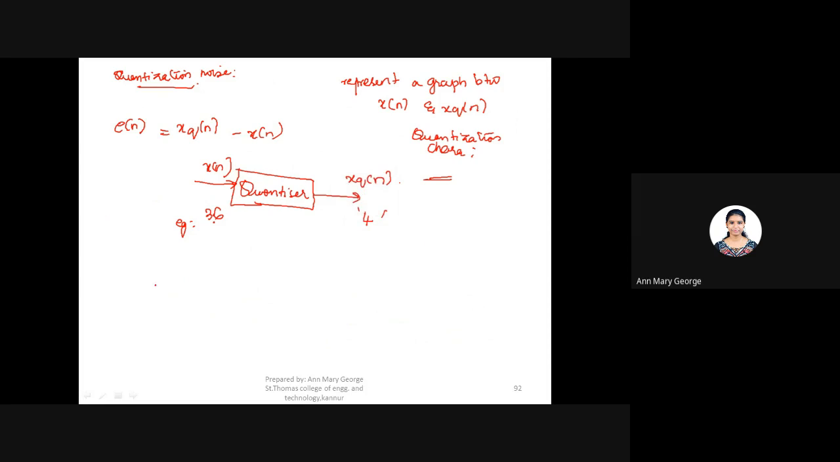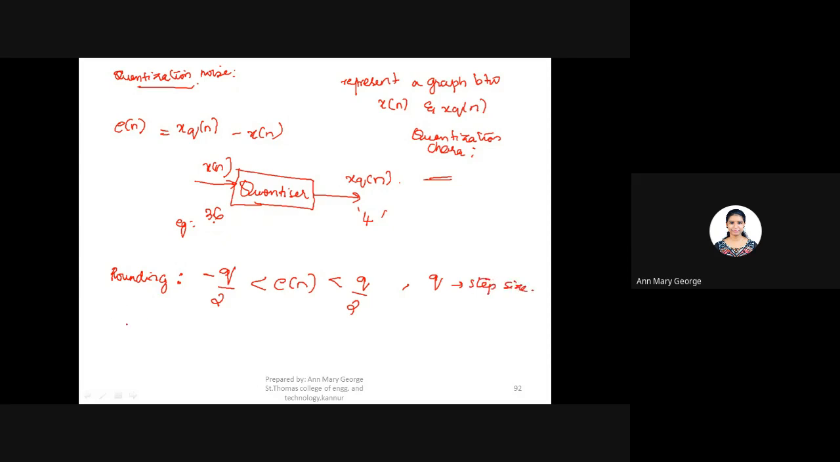Now rounding. Rounding means, again the same thing, that you are substituting the real number with the nearest integer value. The range can be written as minus q by 2 less than e of n, that is the quantization noise, which will be less than q by 2, where q is the step size. Please know these equations.